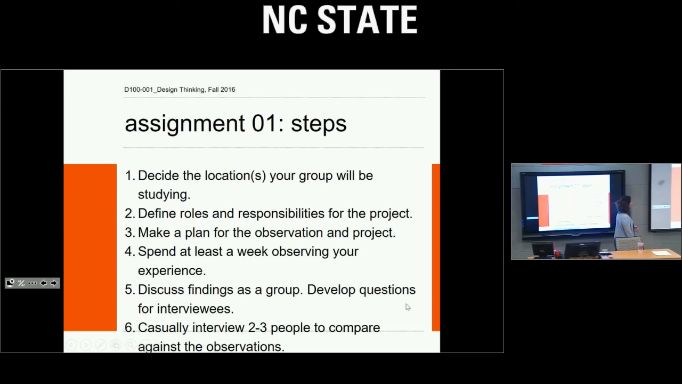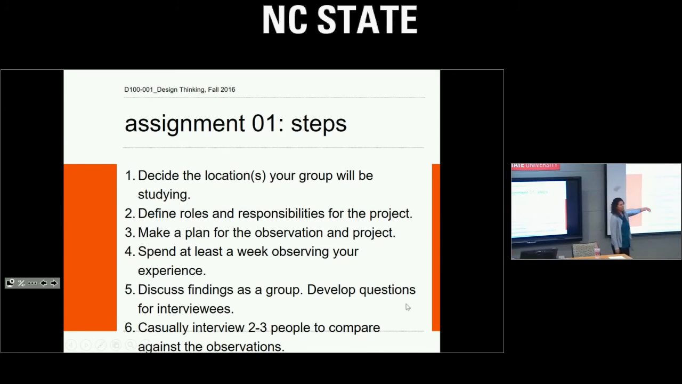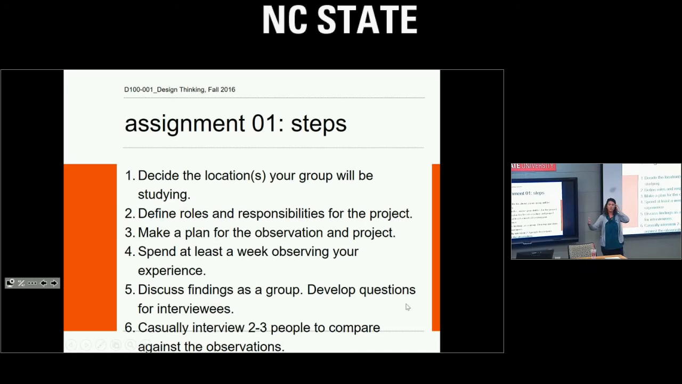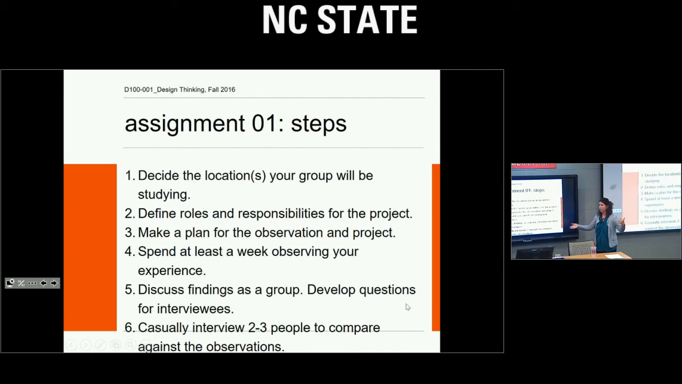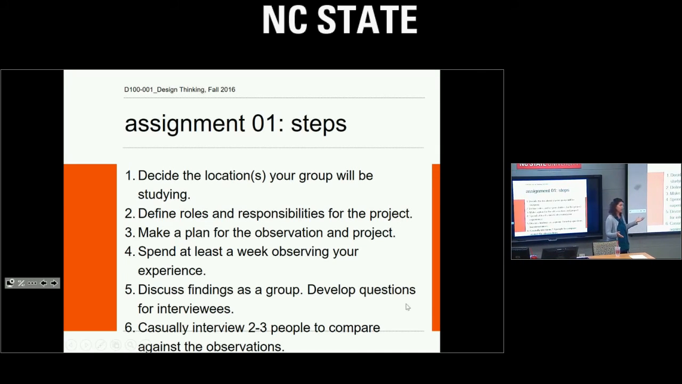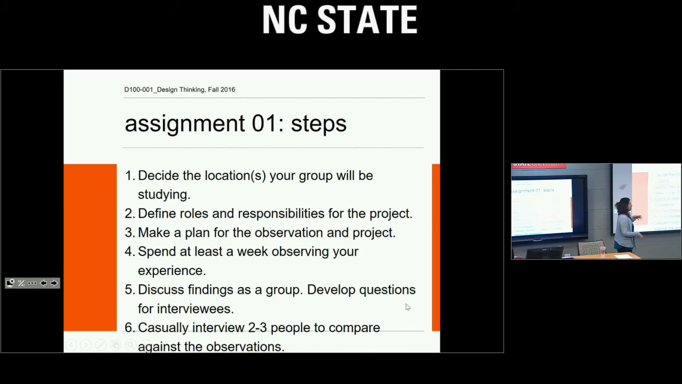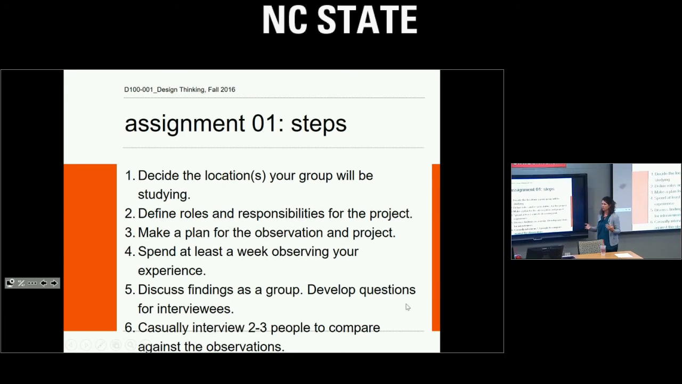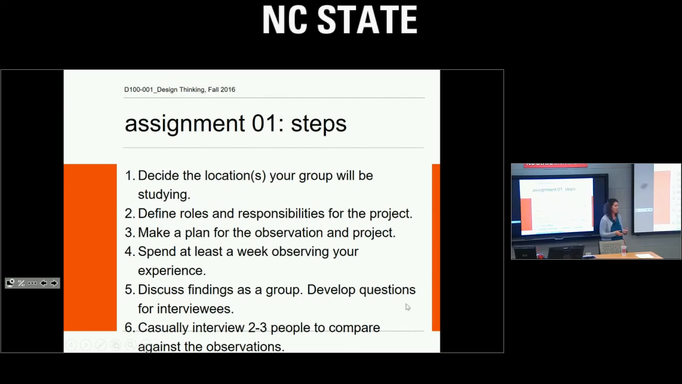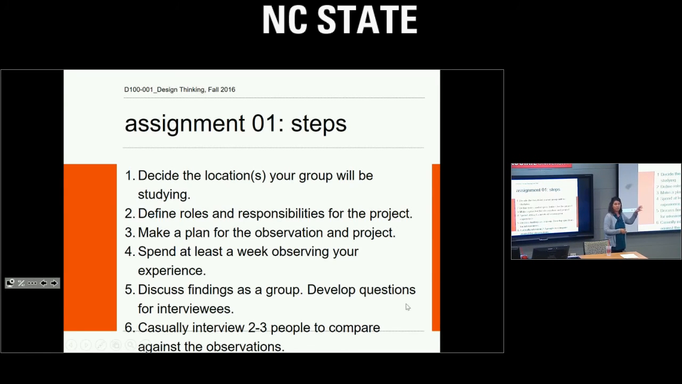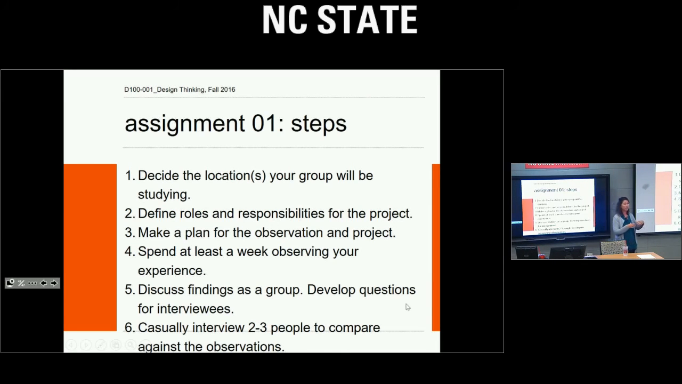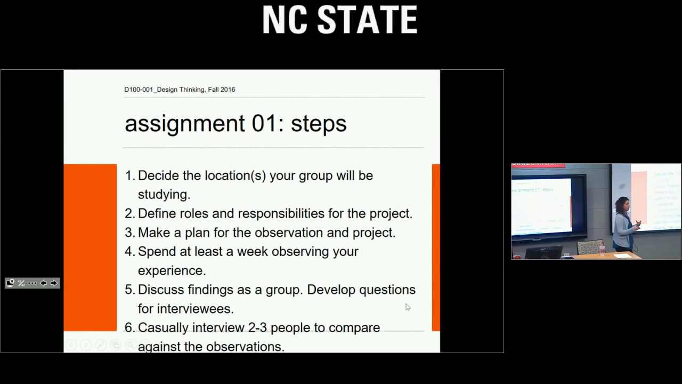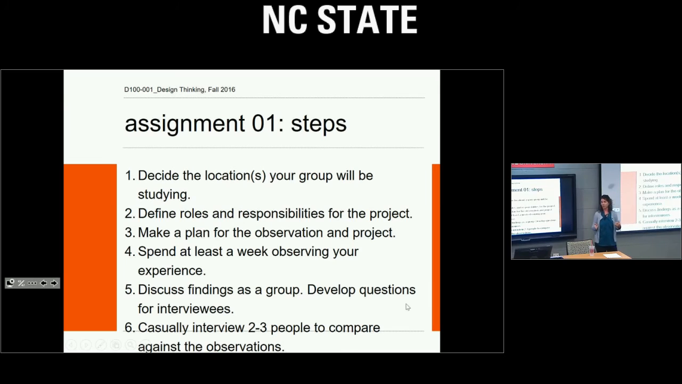So steps: decide the locations that your group will be studying. These experiences that we put as a part of the assignment are quite broad, right? So we have a dining or food experience. You're going to need to get more specific about that with your group. Do we want to look at coffee shops? Do we want to look at the cafeterias on campus? Do we want to look at one very specific dining hall, or do we want to look at a range of dining halls? So in your first meeting, you're going to want to get real specific with your group about what exactly it is that you're going to be observing.